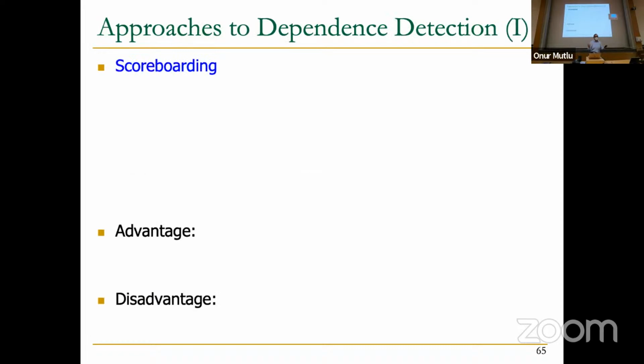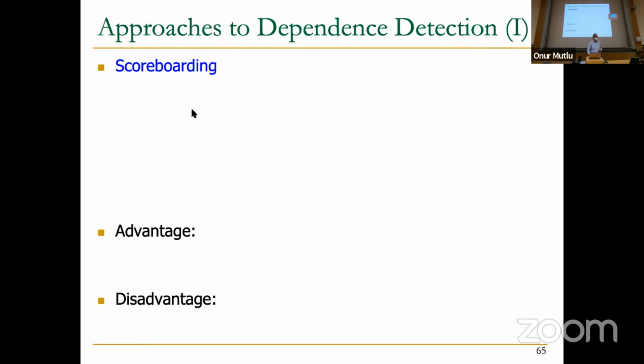Okay, so how do you detect dependencies? Let's take a look at some approaches to it. I'll go through these relatively quickly because I think these are simple ideas. Basically, you need to make sure the dependent instruction knows that there's another instruction that's going to produce the value that hasn't produced it yet, and that dependent instruction should not move in the pipeline. There are 2 major approaches.